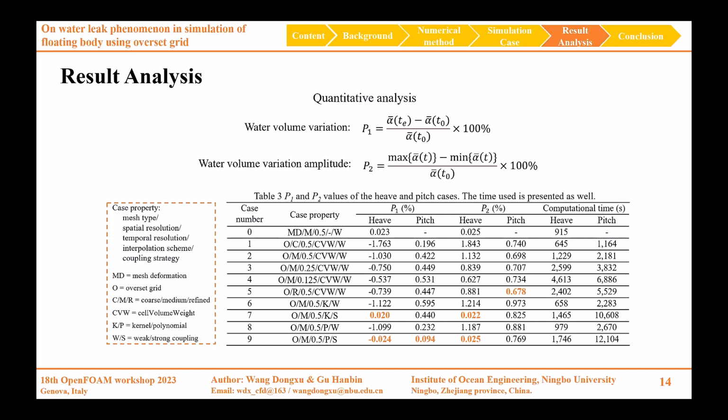We see that for the Hill case, once the strong coupling strategy is used, the performance of the OVERSET grid in terms of mass conservation is very close to that of the mesh deformation method. But for the pitch case, we failed to obtain any definite conclusion. The only observation may be the fact that the mean value for all the cases for P1 and P2 is smaller than that of the Hill case.